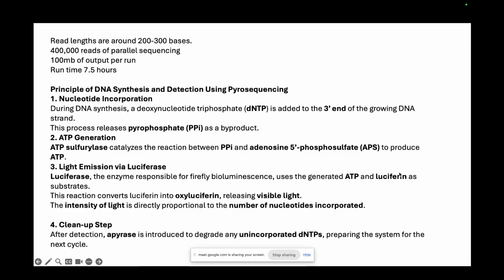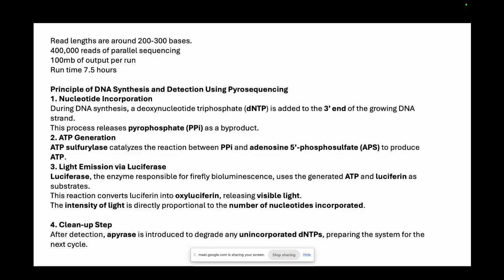The first step is nucleotide incorporation, where a dNTP present in the solution is added to the 3' end of the DNA strand, which releases pyrophosphate as a byproduct. Now, ATP sulfurylase is an enzyme present in the solution. It catalyzes a reaction between this pyrophosphate and adenosine 5' phosphosulfate (APS) to produce what is famously known as ATP, the energy currency.